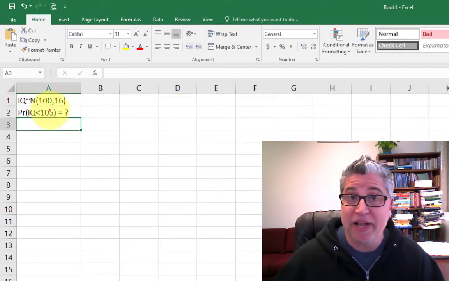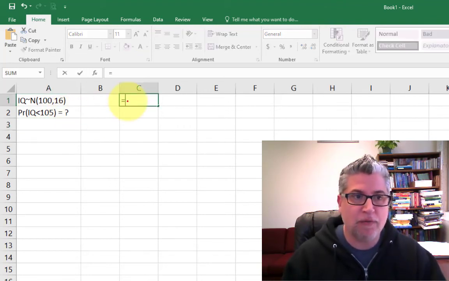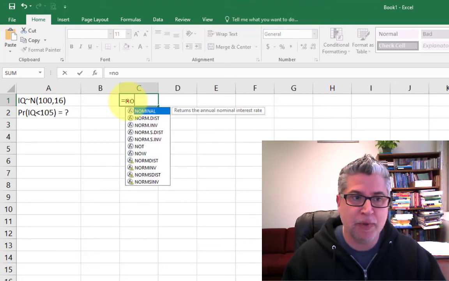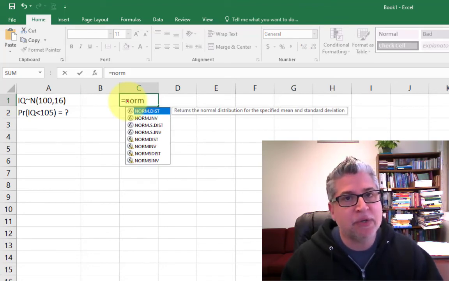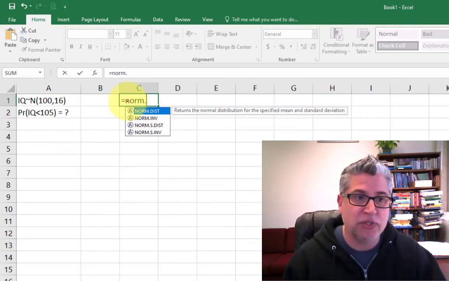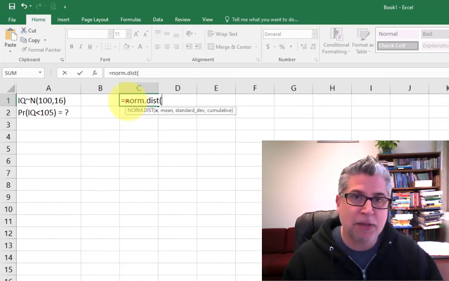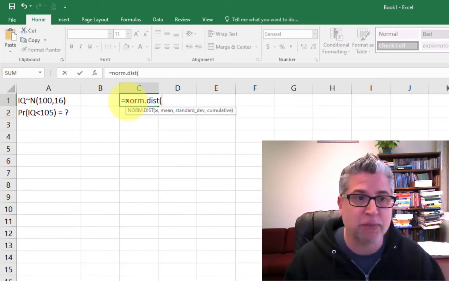So here I've got a reminder of what our data and our question is. And the question asks, what's the probability that IQ is less than 105? So all formulas start with an equal sign. We type in norm. This time we don't type S for standard normal because it's not a standard normal. We just do norm.dist. We open our parentheses, and Excel prompts us for more information than before.